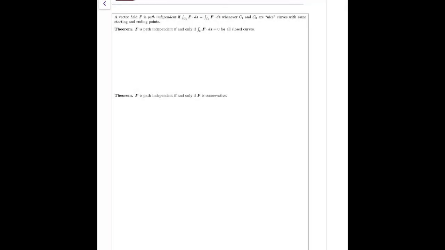Okay, so we're going to talk about path-independent vector fields. And basically what this means: a vector field is path-independent if whenever you pick a point A and a point B, then the line integral of F along any curve only depends on A and B. So in other words, the line integral of F along this curve is equal to the line integral of F along that curve.